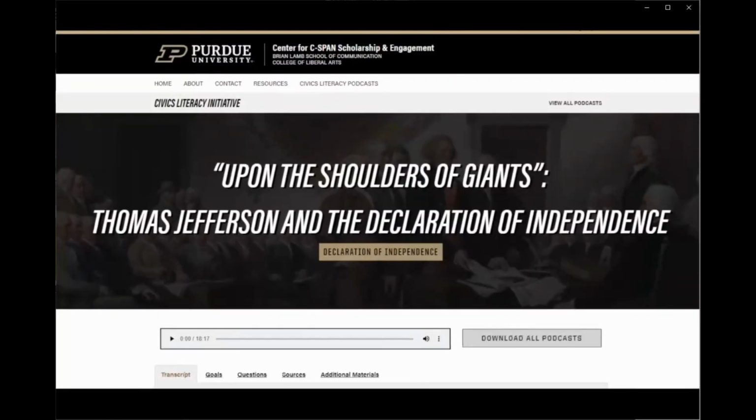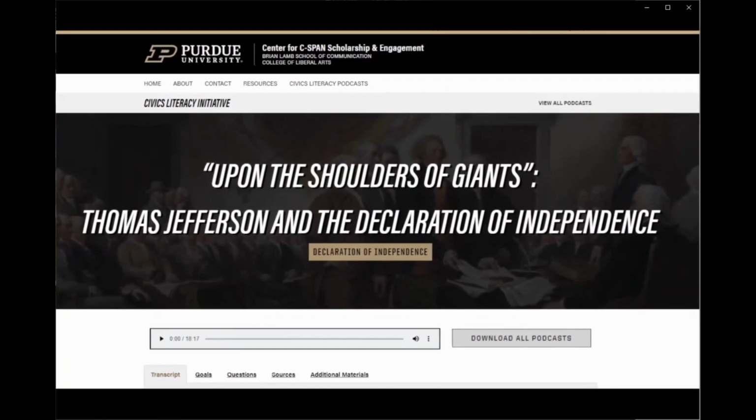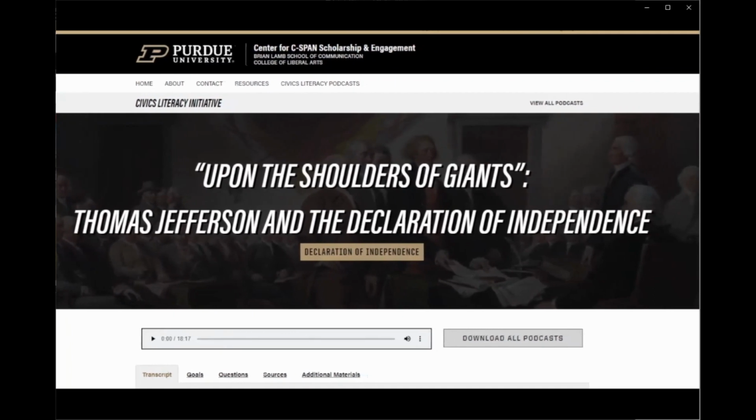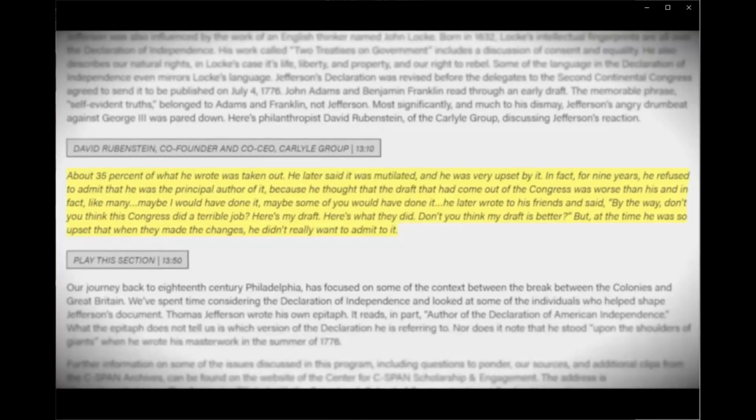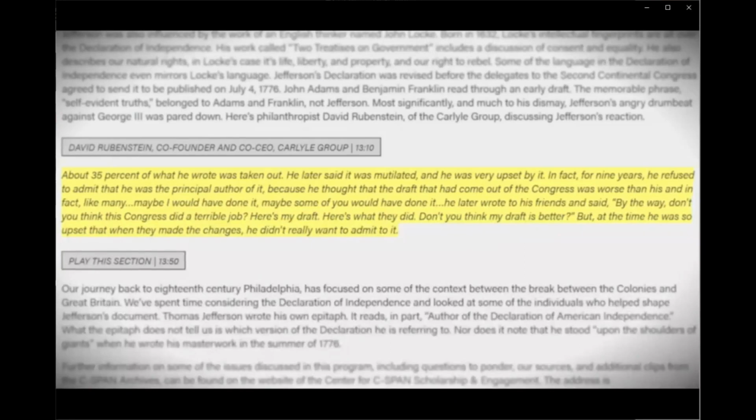I think my favorite excerpt is from Thomas Jefferson, who wrote a lot of the Declaration of Independence, and it's called his document. About 35% of what he wrote was taken out. He later said it was mutilated, and he was very upset by it. In fact, for 9 years, he refused to admit that he was the principal author of it because he thought that the draft that had come out of the Congress was worse than his. And in fact, like many, maybe I would have done it, maybe some of you would have done it, he later wrote to his friends and said, "By the way, don't you think this Congress did a terrible job?"